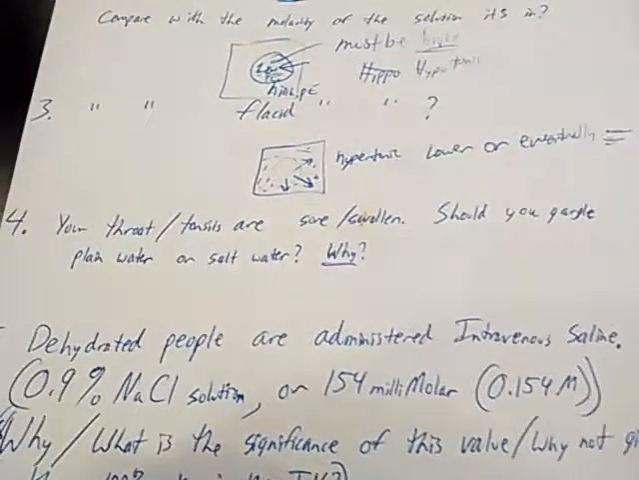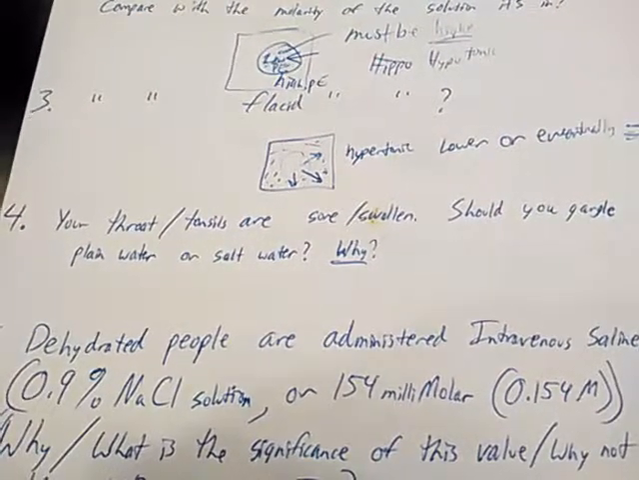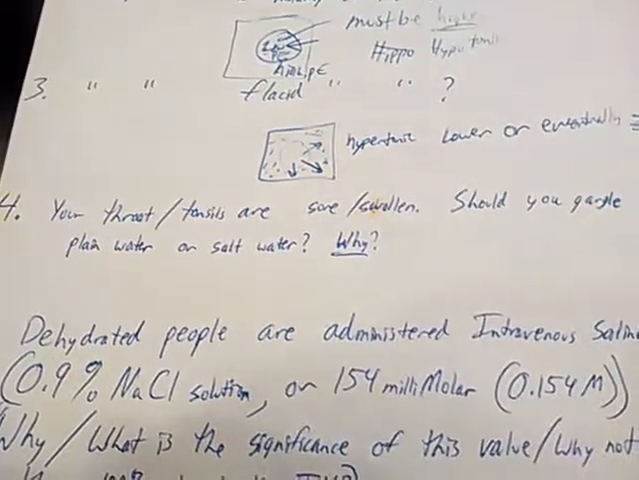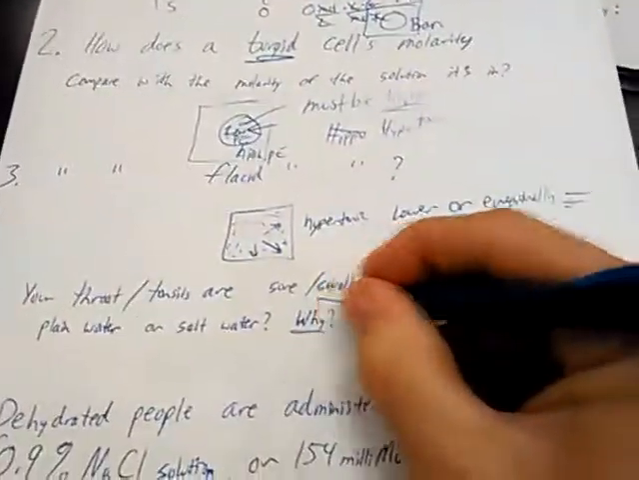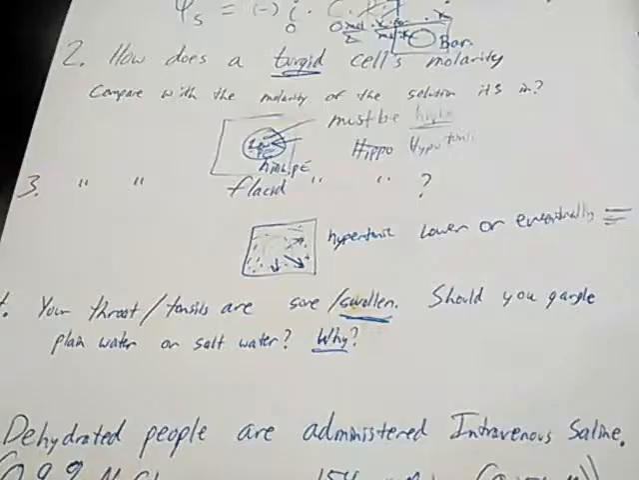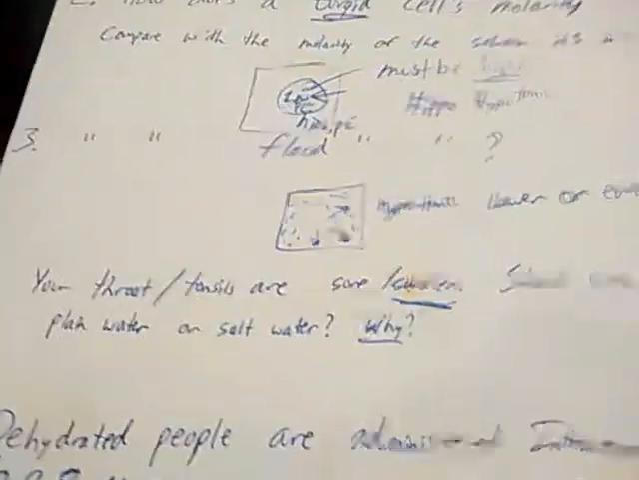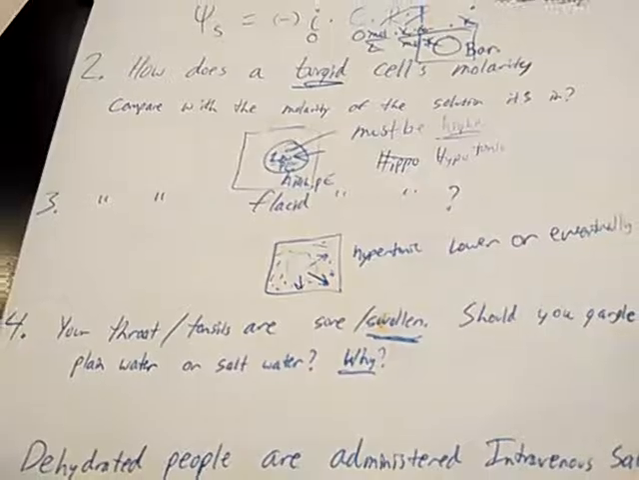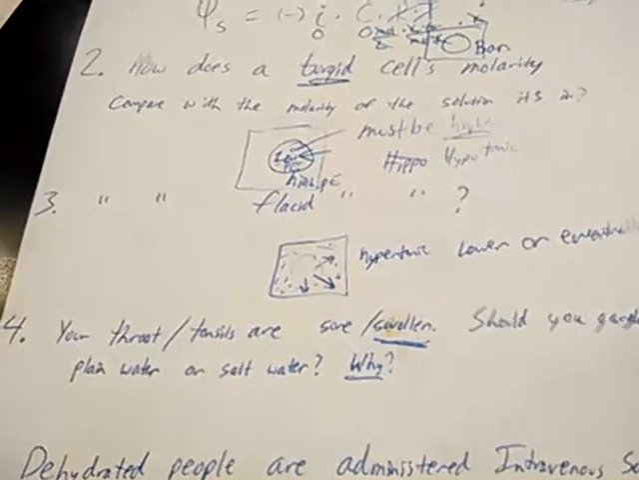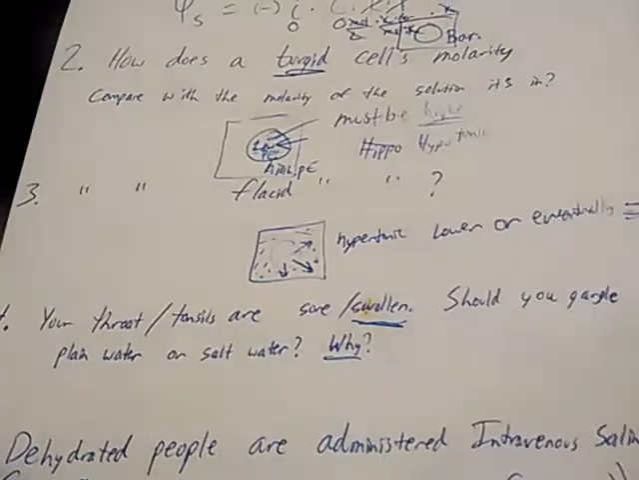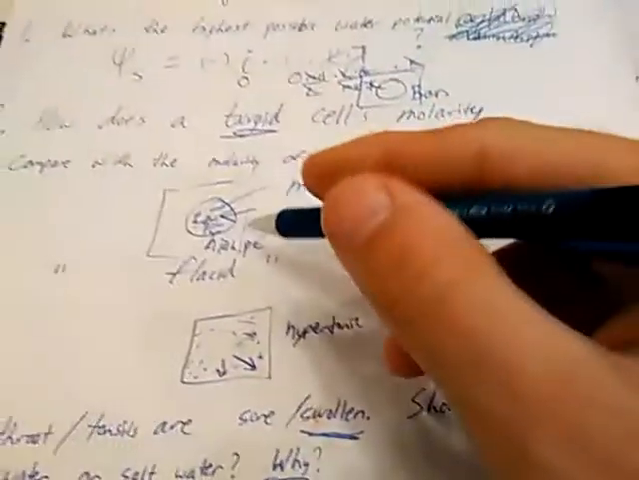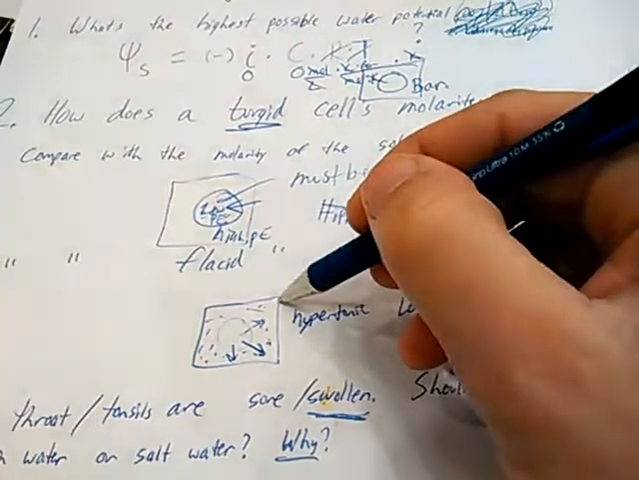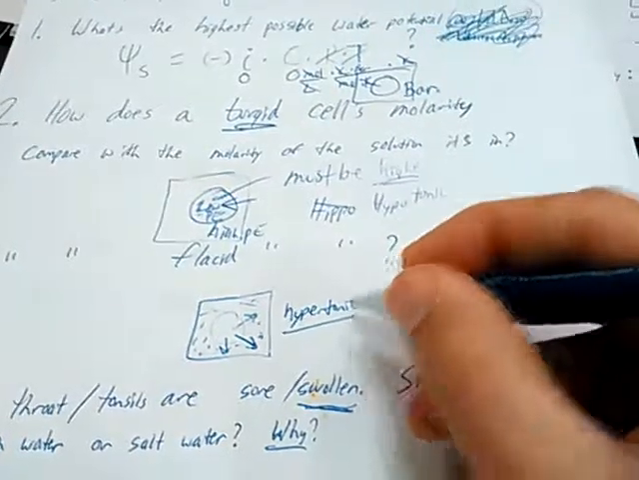All right. 4, application question. Had this, unfortunately, twice this month already. Your throat/tonsils are sore and swollen. Should you gargle plain water or salt water, and why? Well, they're swollen. That's part of the problem. Stuff is uncomfortable to swallow and breathe. We need to get those cells not swollen anymore. Adding more fluid to those cells is going to make the problem only worse. So what do we need to do? We need to put it in one where water is going to go out. We need to put it in a hypertonic solution.